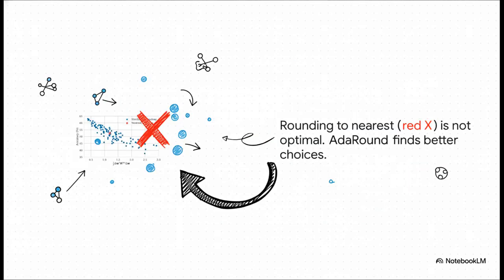This is such a clever idea. The simple, kind of dumb way to do this is to just round to the nearest whole number every time. That's the red X on the chart. But that's not always what's best for the model's final answer. AdaRound is smarter. It actually tests out different rounding choices, those are the blue dots, to find the one that gives the entire network the highest final accuracy. It's not about being closer, it's about being better for the final result.